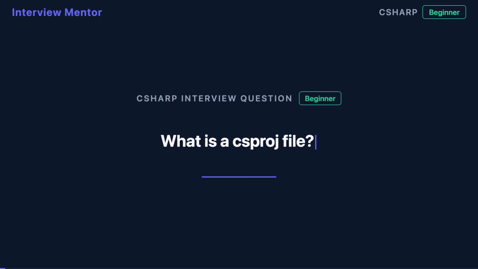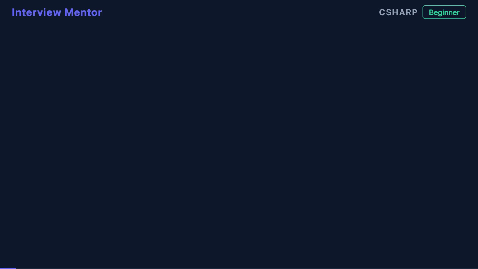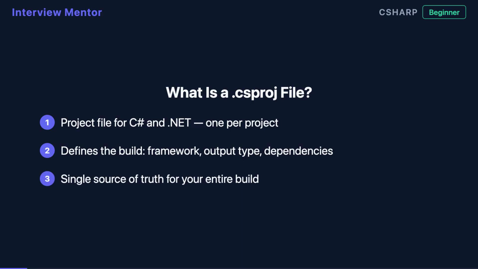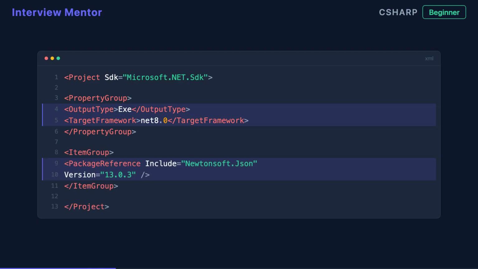That .csproj file. Do you know what's actually in it? The .csproj file is the project file for C# and .NET. It defines everything the build system needs to know: the target framework, the output type, and all the dependencies. Think of it as the blueprint for your project. Every Visual Studio solution and .NET CLI project has one. Open one and you will find it is plain XML.